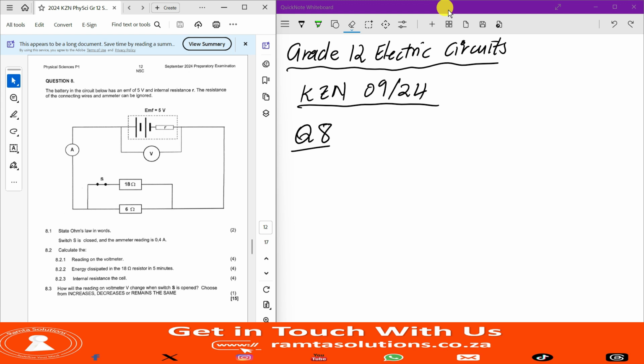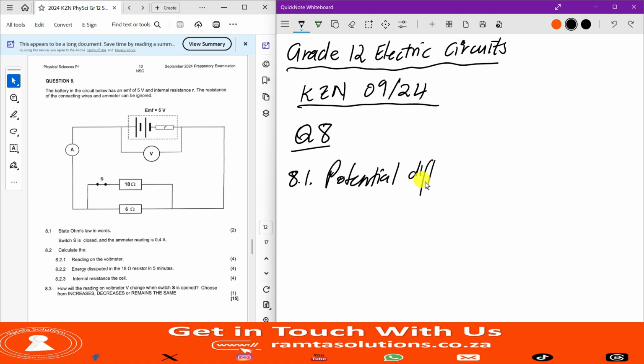Question 8 says, the battery in the circuit below has an EMF of 5 volts and internal resistance r. The resistance of the connecting wires and ammeter can be ignored. Interesting. 8.1: State Ohm's law in words. It says potential difference in a conductor is directly proportional.